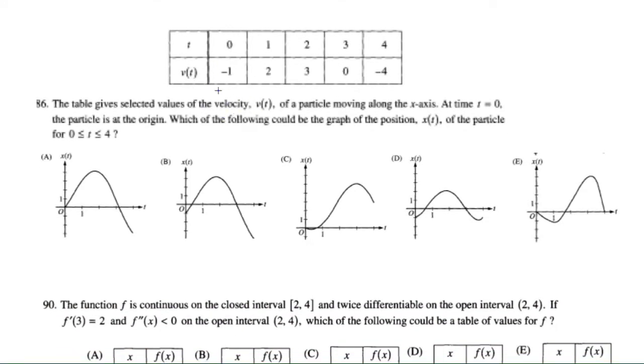This is velocity, and it's looking for a graph of position. So these are graphs of position. On velocity, if I'm looking at height, and these are heights, what does that mean?